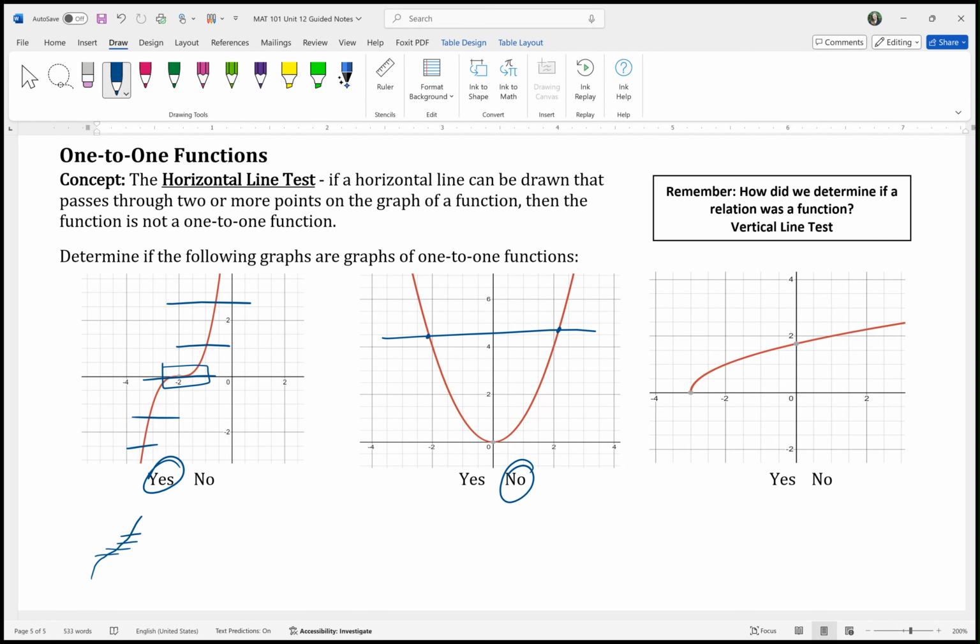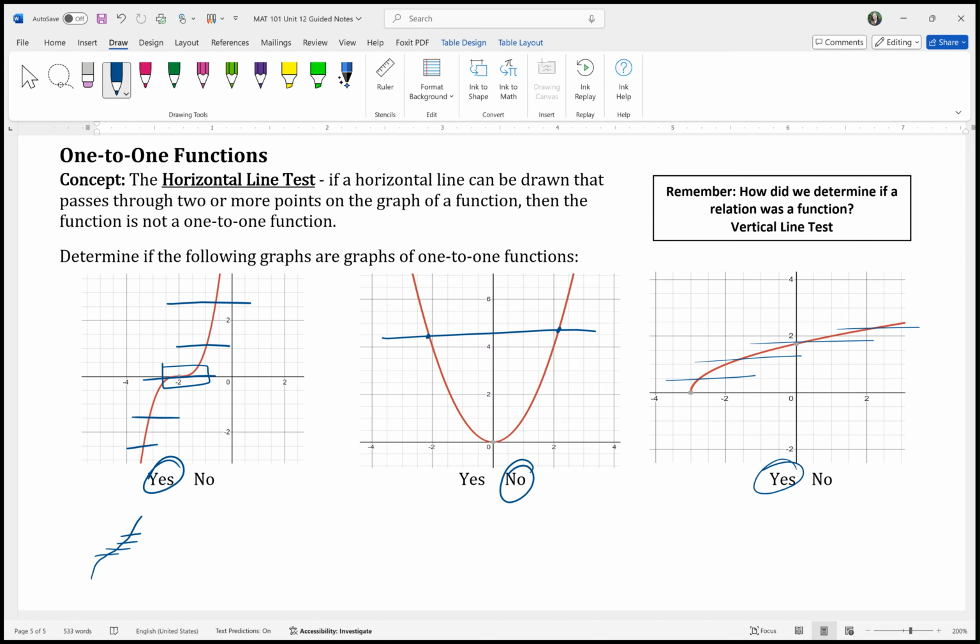Lastly, this last one, does it pass the vertical line test? Yes. Let's check the horizontal line test. So here's a horizontal line, just one time, one time, one time, one time. So every one of these is just going to be one time, and this will be yes.